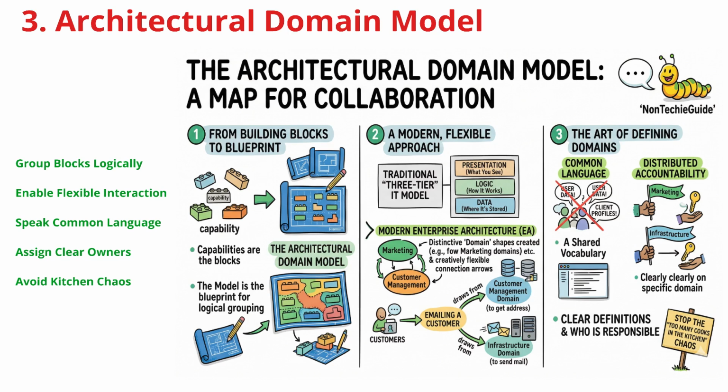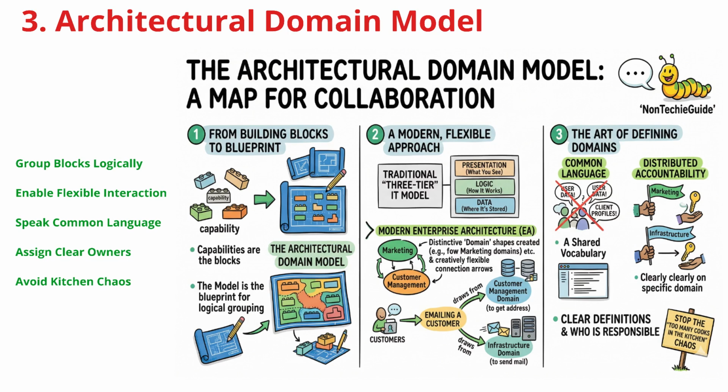Modern enterprise architecture uses a more flexible approach, where we group things into domains, like marketing or infrastructure. These domains can interact freely to support a real-world process. Take emailing a customer. This process draws from the customer management domain for the address and the infrastructure domain to actually send the mail.